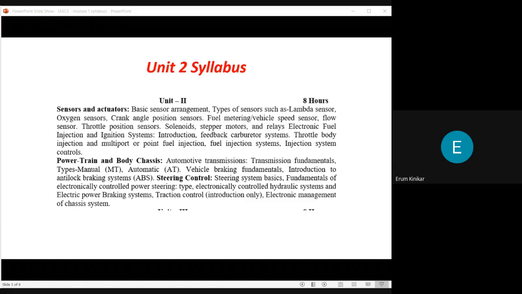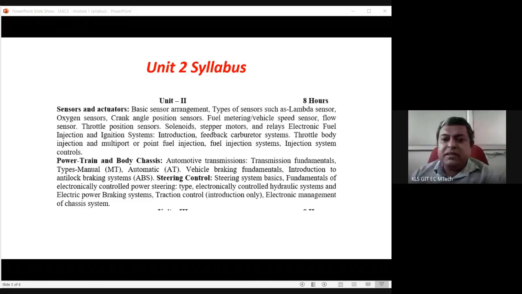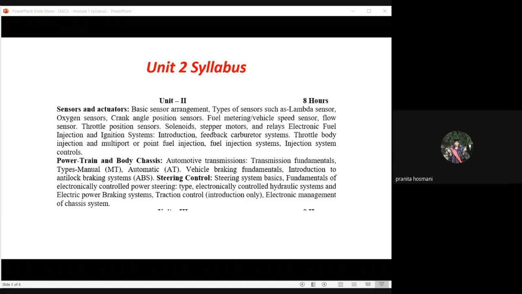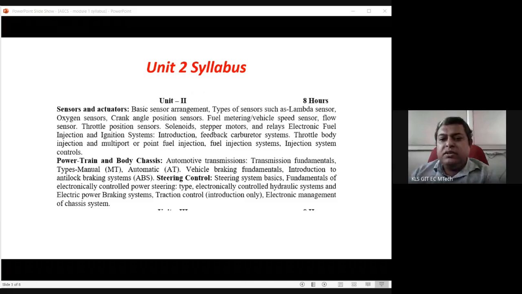LDR full form is light dependent resistor. Very good. If light is there, the resistance becomes less. Less means it becomes 1 or 2 ohm, 100 ohm or 50 ohm, which are very low resistances. As soon as we flash light on it, the resistance becomes very less.